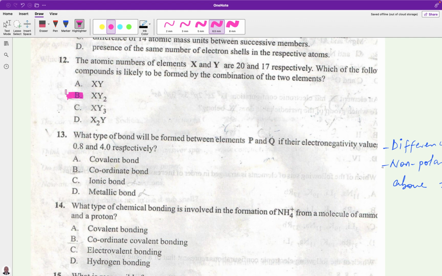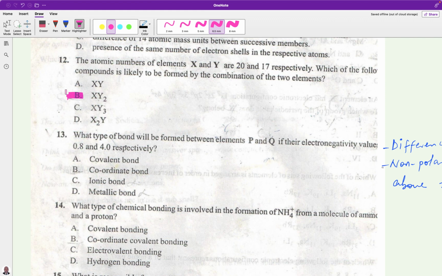The next one is question number 13. It has to do with bonding. What type of bond will be formed between elements P and Q if their electronegativity values are 0.8 and 0.4 respectively?